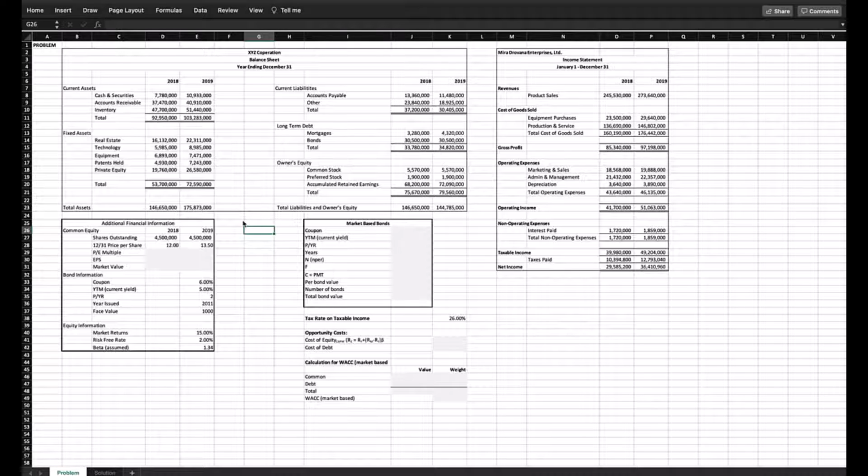If you'd like to follow along with this problem, you can do so by downloading the Excel file. And you'll also find that the solutions for this problem are in the next tab over, so if you need those for future reference, you can do so.